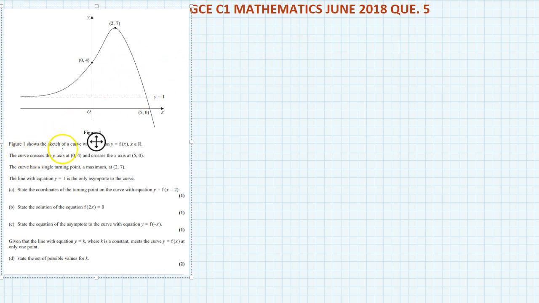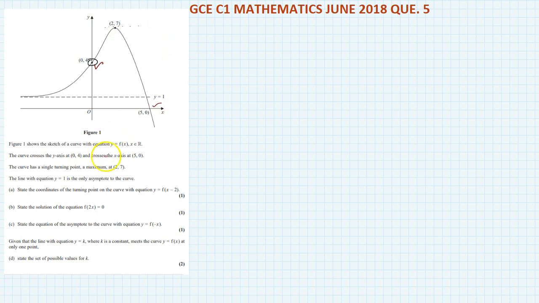Next question: this figure shows the sketch of the curve with equation y is equal to f(x). This is the equation. The curve crosses the x-axis at (0, 4), this one, and x-axis at (5, 0). These are the 2 points. The line with the equation y is equal to 1. The curve has a single turning point at (2, 7).